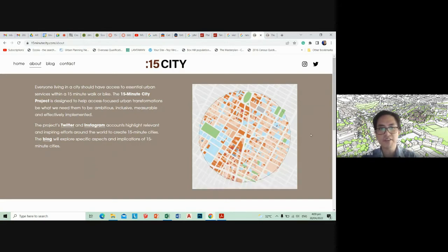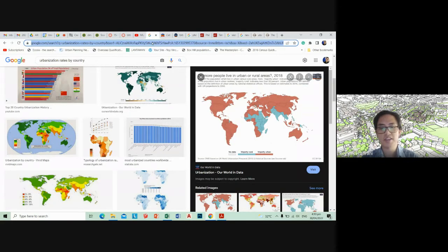Everyone living in a city should have access to essential urban services within a 15-minute walk or bike. The 15-minute city project is designed to help access focused urban transformations be what we need them to be, ambitious, inclusive, blah, blah, blah, measurable. Anyway, the idea is all the commercial areas, all the residential areas, and the sort of everything in between, like where you need to work, where you need to sleep, where you need to get food, should be located within a 15-minute radius. And the good thing, the bright side, is we're already doing this in the Philippines.